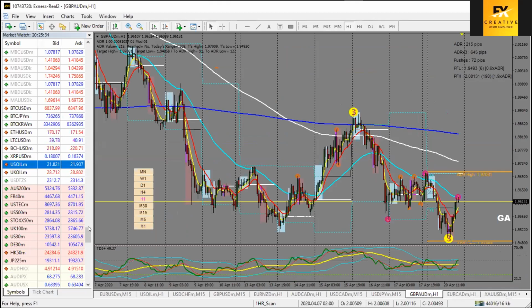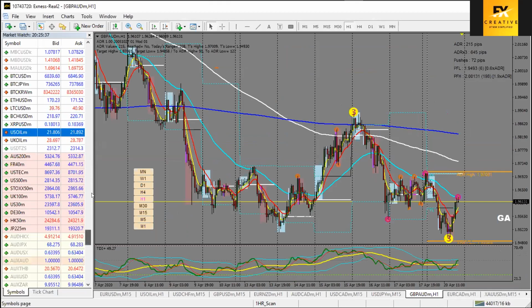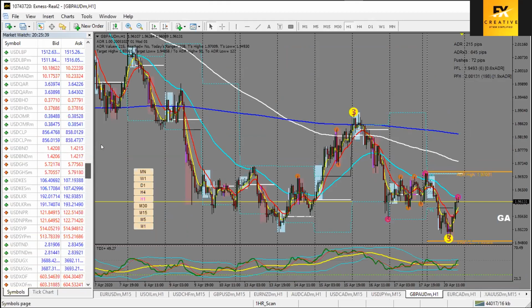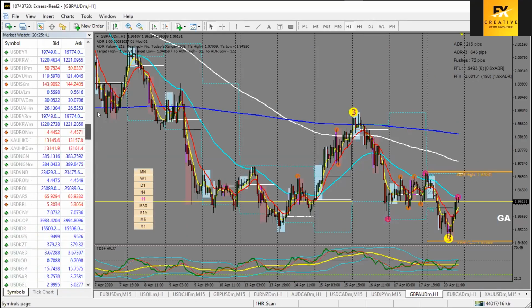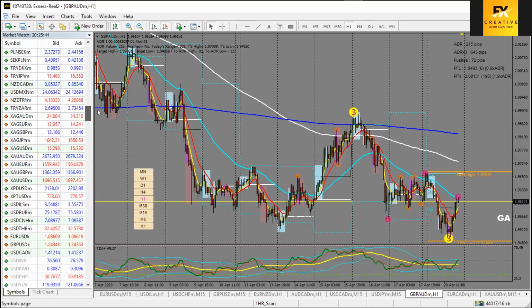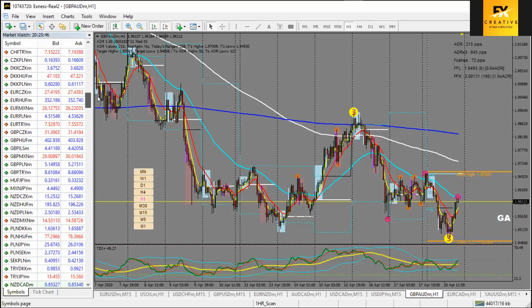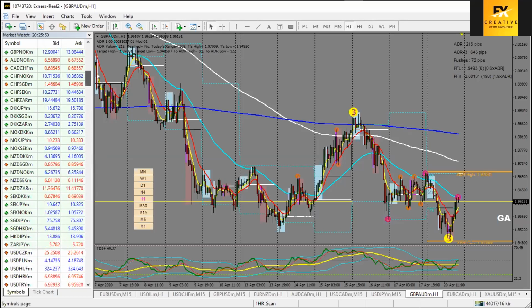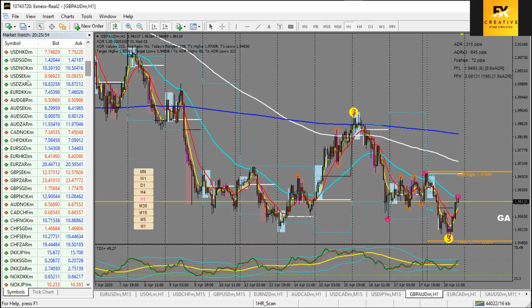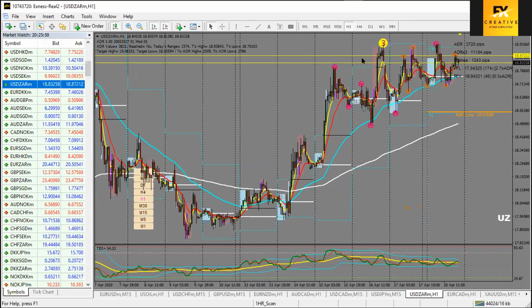Our last setup that we spoke about yesterday, what pair was that one? I think it should be USDZAR. We spoke about USDZAR.